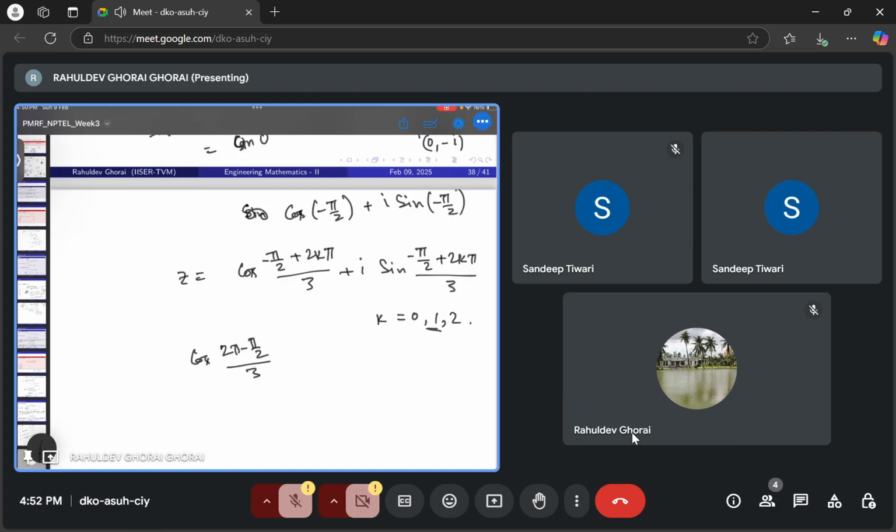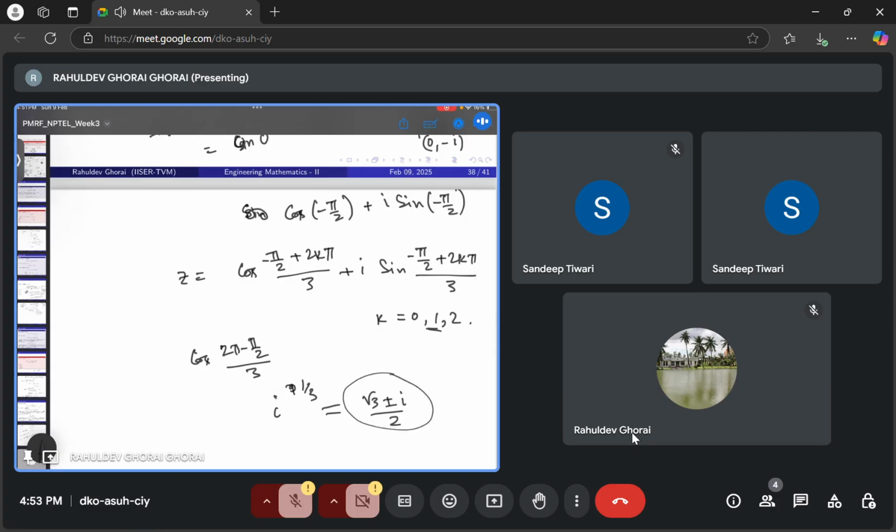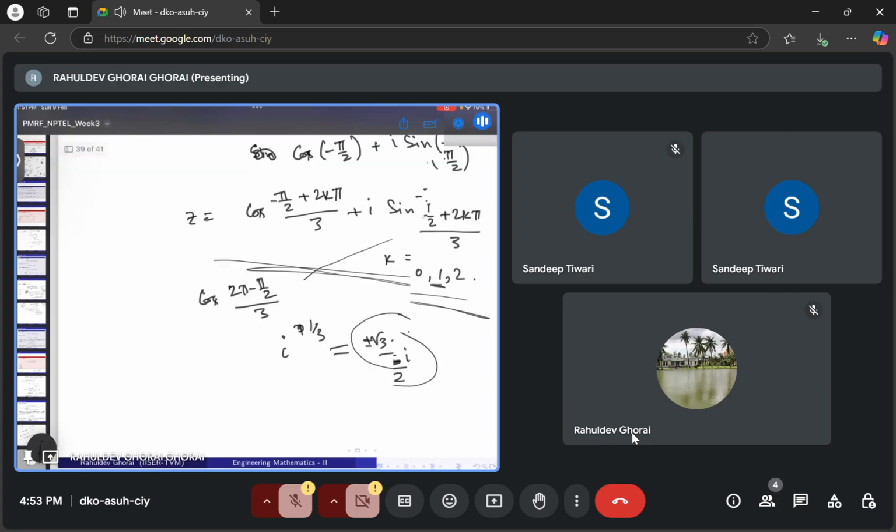Okay, what will be the root? So when you have i to the power 1 by 3, you usually get something like square root 3 plus minus i by 2. That type of thing you get. You just have to check it. Maybe some such things you get, but the results are these only. Whatever the value you have, that's how you get it.